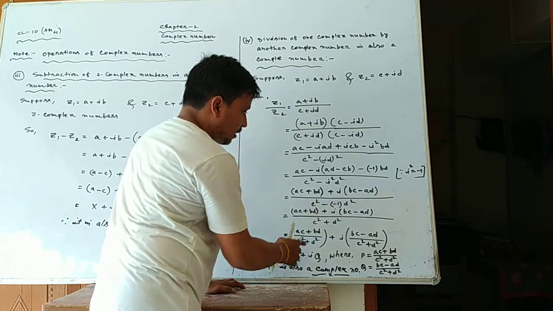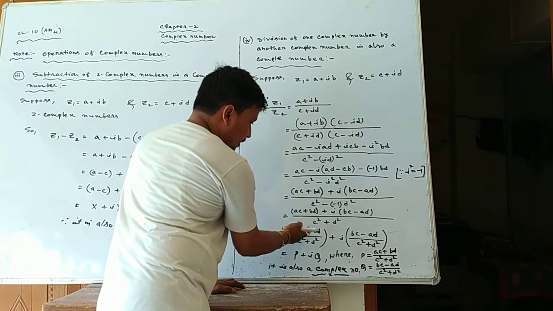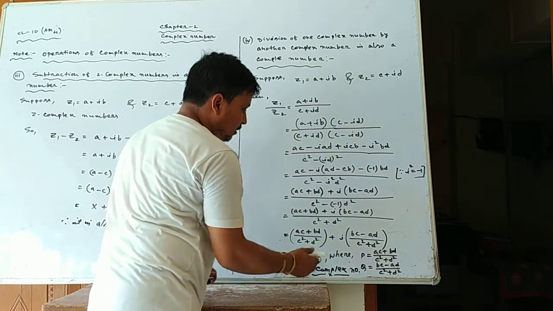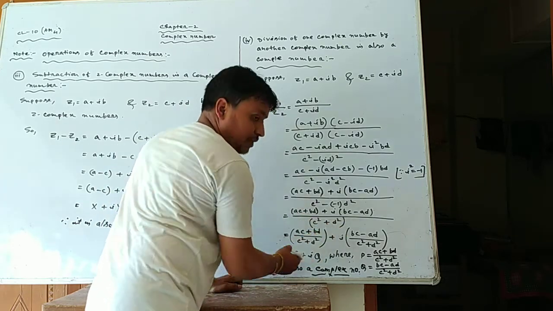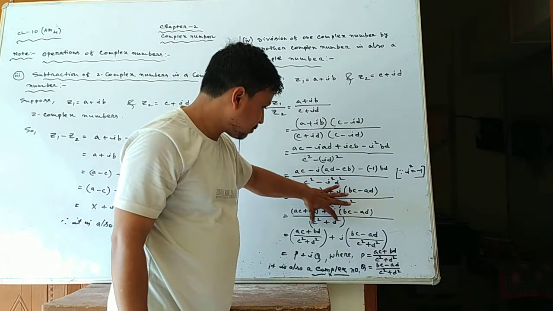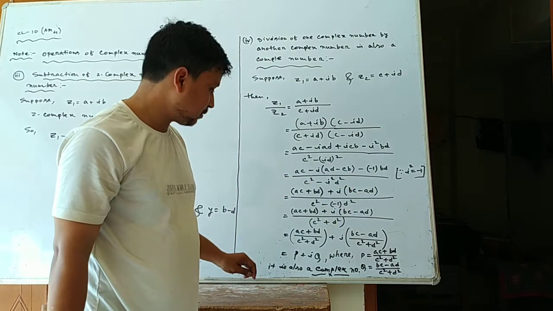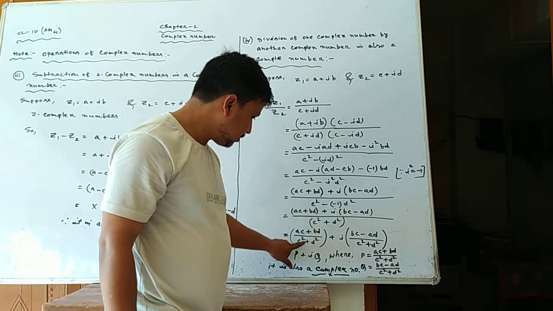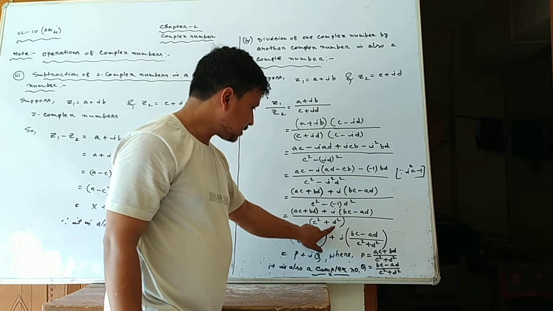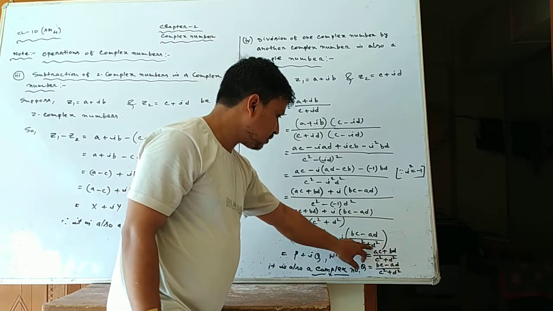After that, here you will get C square plus D square. These two lines have the same denominator. Then you have to apply partial fractions. That means the first part is divided by this denominator, and the second part is divided by the same denominator. So (AC plus BD) by (C square plus D square), plus I remains common, (BC minus AD) by (C square plus D square).